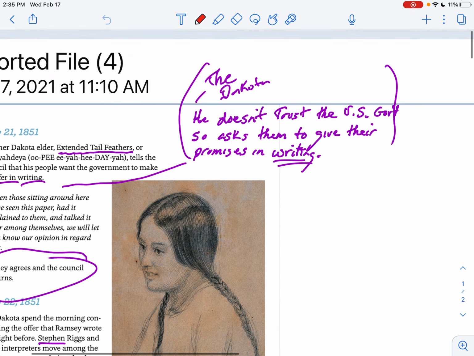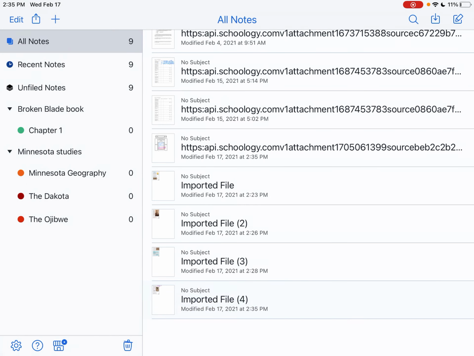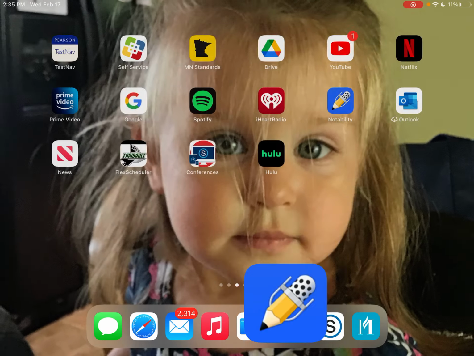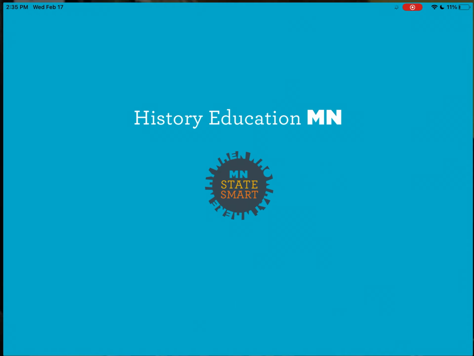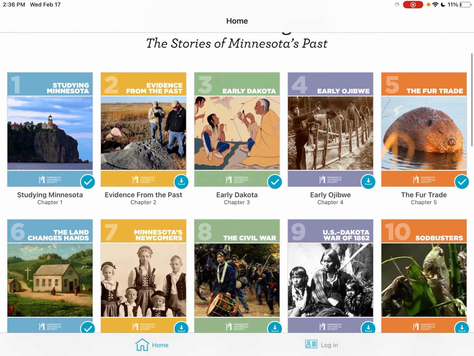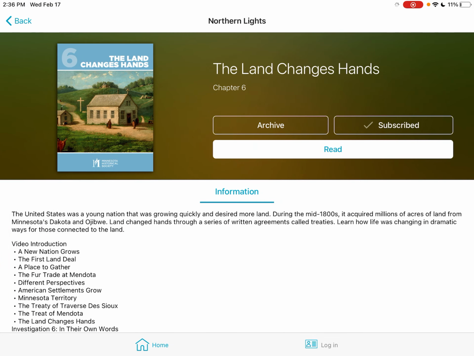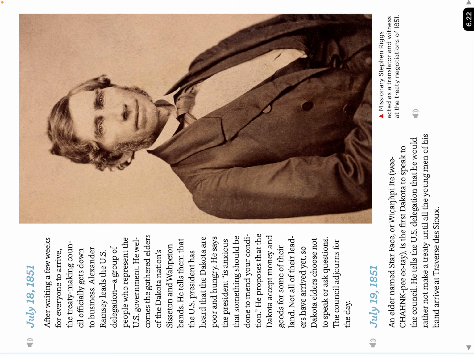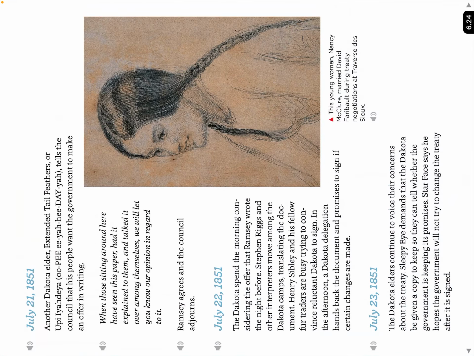All right, where's my last page? Better go over here. So, we're almost done. Okay.